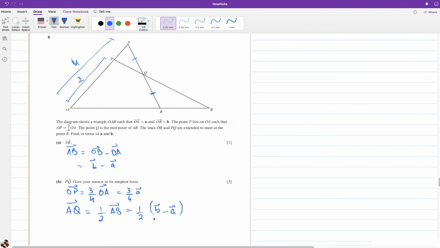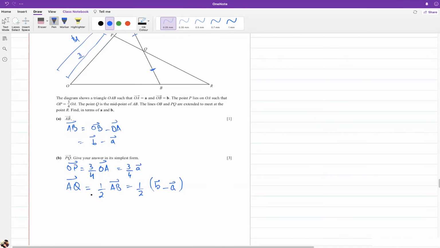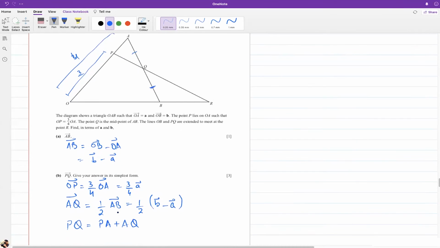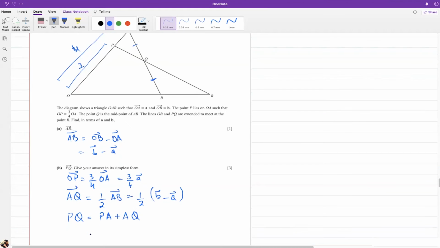ठीक, so मेरे पास AQ भी है, मेरे पास OP भी है, तो मुझे PQ चाहिए. तो PQ अगर मुझे चाहिए तो मैं ये कहता हूँ कि PQ is you go from P to A and then A to Q, right? अब P to A कैसे जाएंगे आप? P to A will be OA minus OP, and AQ we already have, plus AQ.